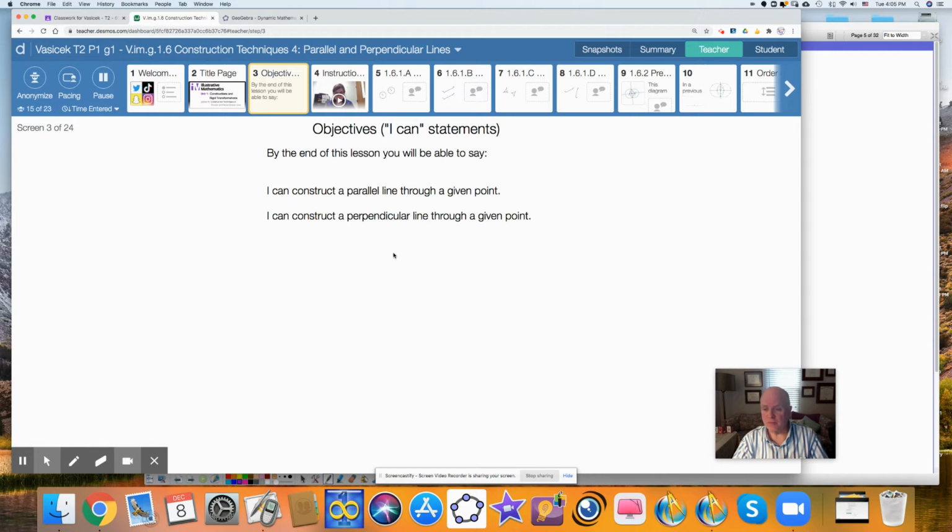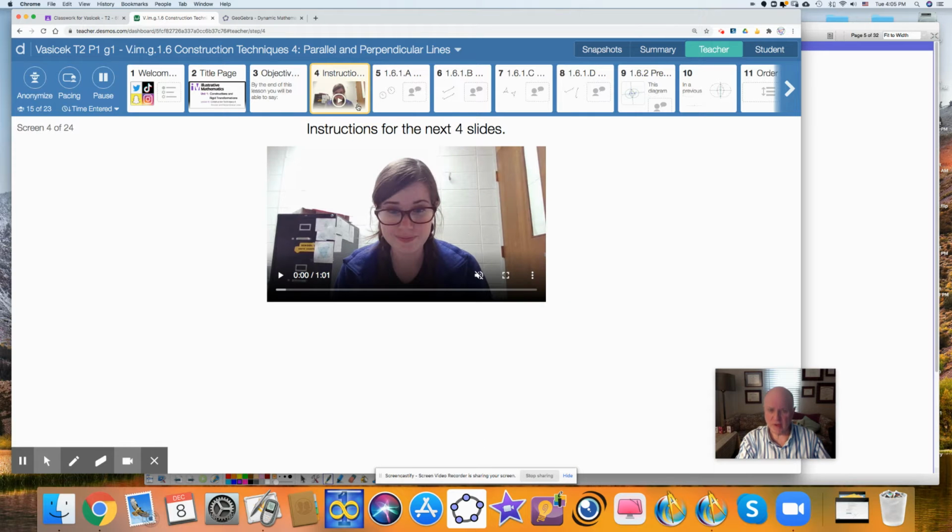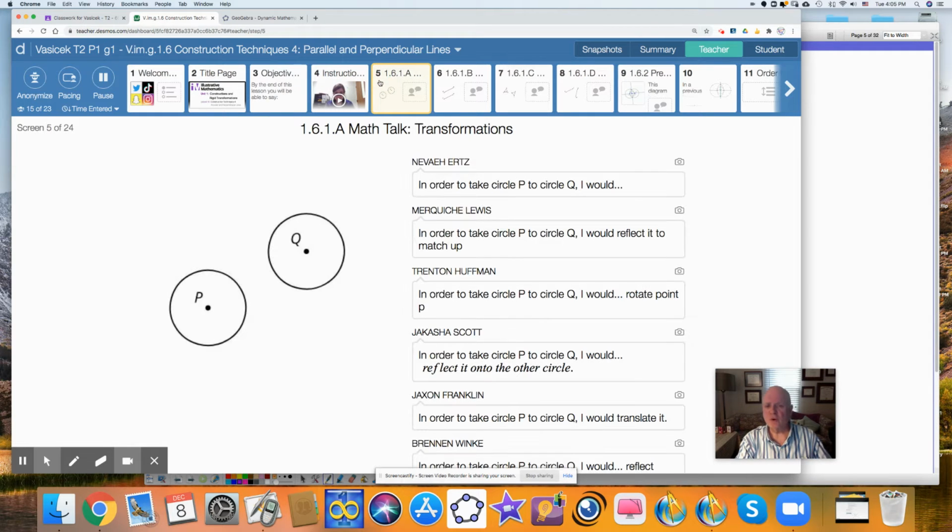Yesterday, we constructed perpendicular lines that were perpendicular to a line that was given through a point on that line. Today, the point is going to be anywhere. It could be on the line or off the line. And there's an introduction, which Ms. Kirkpatrick would give you. Also, on the next 4 pages are some comments.